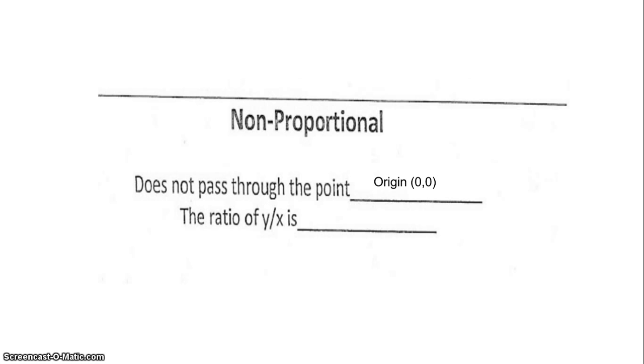Since it doesn't pass through the origin, that means that the ratio y over x is going to be different for each pair. And if it's different for each pair, it can't be a constant rate of change. And if it's not a constant rate of change, that means it's also not our slope. So the y over x trick doesn't work. That's why I kept talking about still using that rate of change idea, because it only works for proportional. It doesn't work for non-proportional.